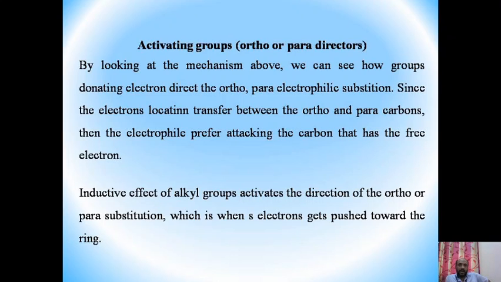By looking at the mechanism above, we can see how a group donating electrons directs the ortho-para electrophilic substitution, since the electron localization transfers between the ortho and para carbons. Then the electrophile prefers to attack the carbon that has the free electrons. The inductive effect of an alkyl group activates the direction of ortho or para substitution, which is when sigma electrons get pushed towards the ring system.